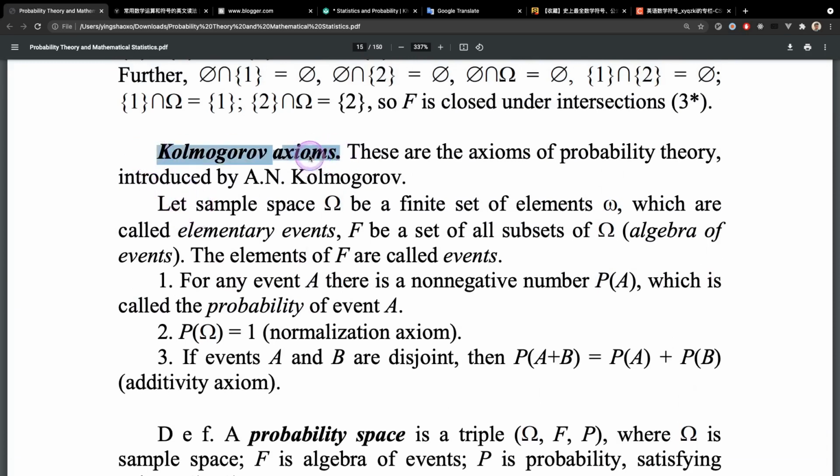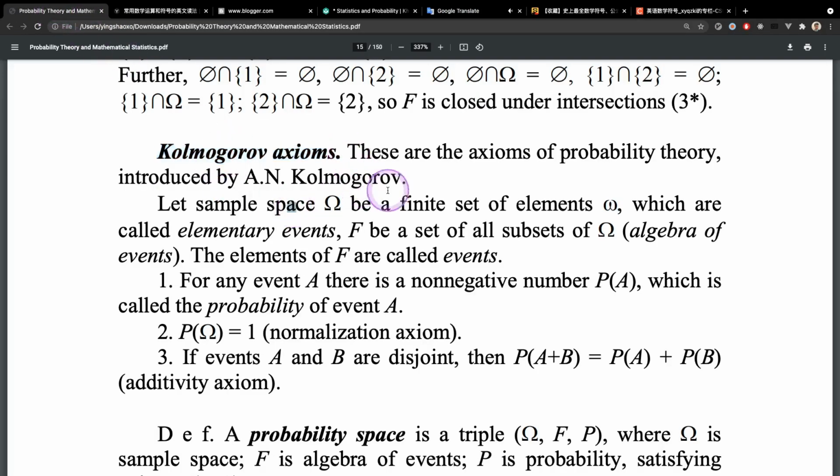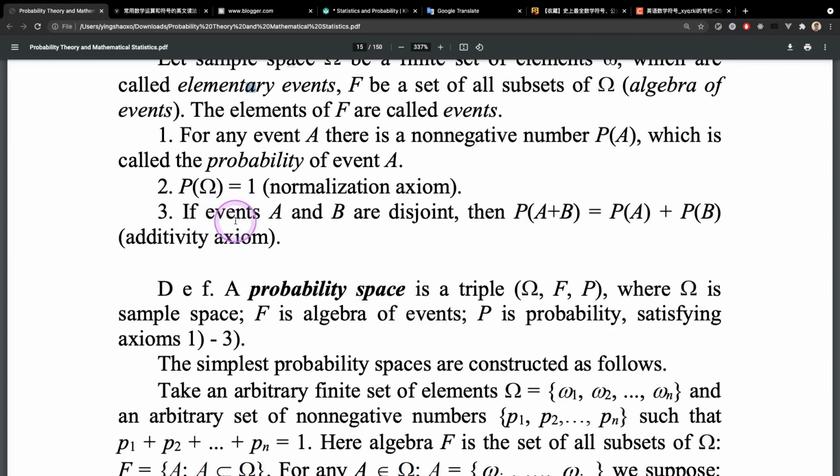And here's another one: the Kolmogorov axioms. Let the sample space Omega be a finite set of elements W, which are called elementary events. F is the set of all subsets of Omega. The elements of F are called events. For any event A, there is a non-negative number, the probability of A, which is called the probability of event A. The probability of event Omega equals 1.